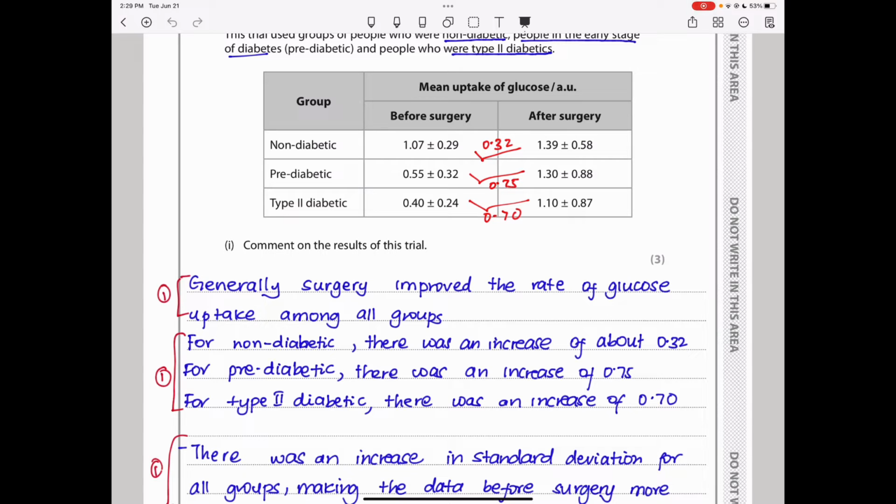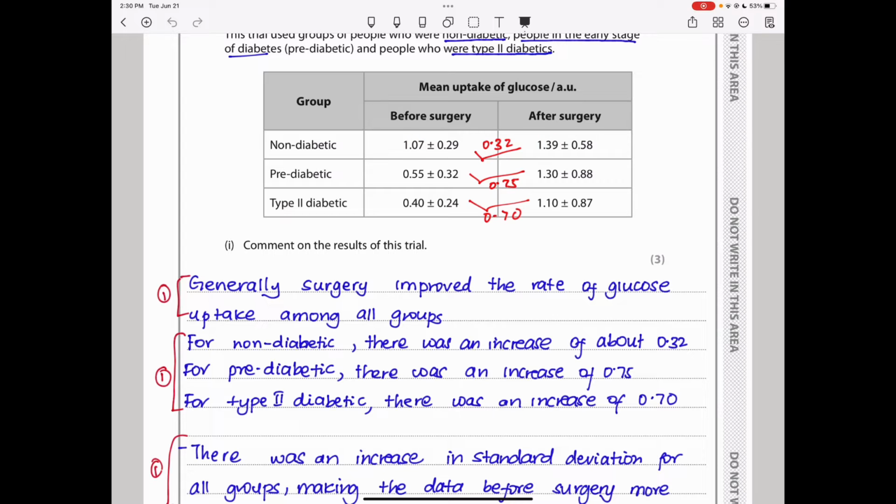So let's see. Overall, we can see that surgery actually improved the rate of glucose uptake among all groups, because you can see before surgery, after surgery, there is an increase for all. Again, this increase I calculated here. It's not including the standard deviation. It's just that value and that value. I use the mean, changing the mean.